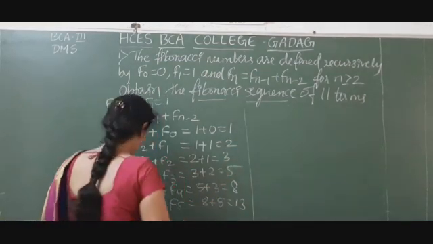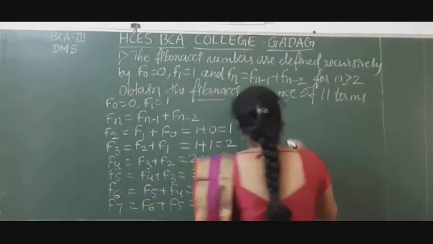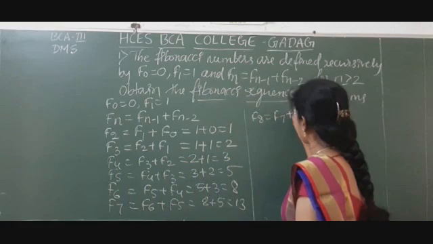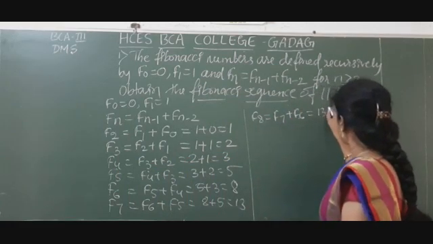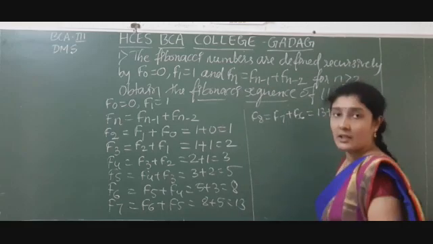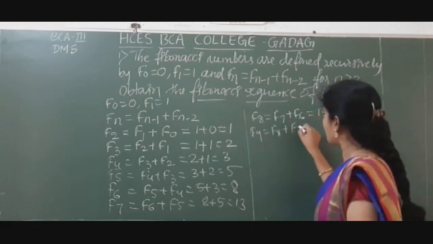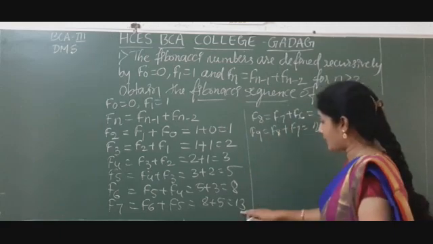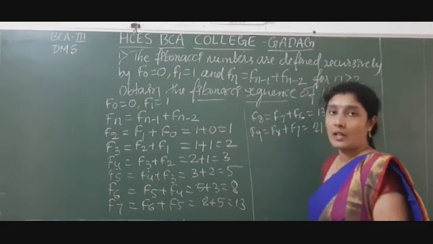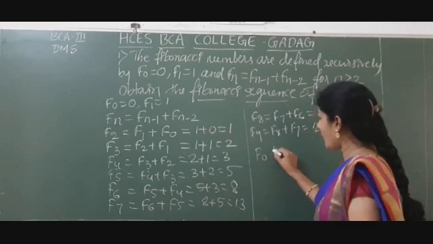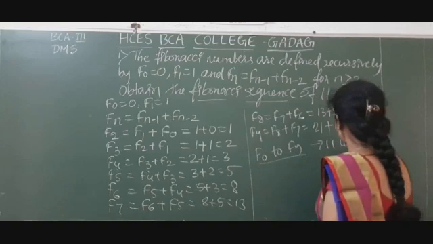Now the next, that is f8. Okay, so what is f8 then? f8 is equal to f7 plus f6, and that is equal to 13 plus 8, which is nothing but 21. Next, f9 equal to f8 plus f7, 21 plus 13. How much is it? 34. Okay, so like this, from f0 to f9, that is totally 11 terms.